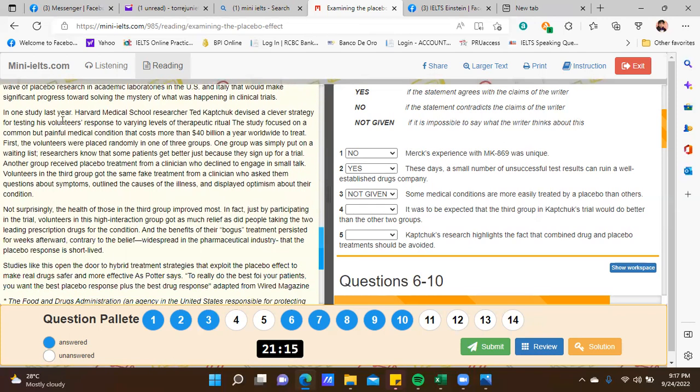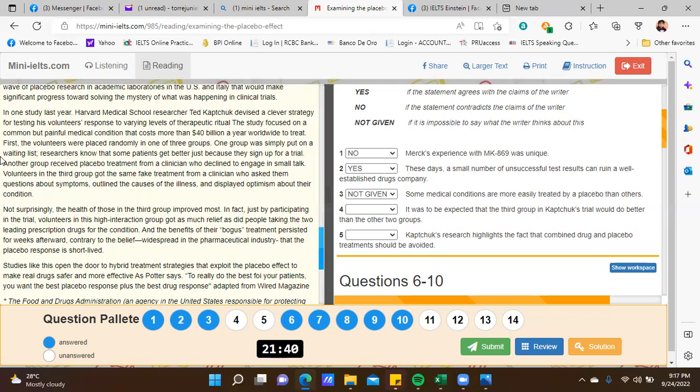In one study last year, Harvard Medical School researcher Ted Kaptchuk devised a clever strategy for testing volunteers' response to various levels of therapeutic trial. The study focused on a common but painful medical condition that costs more than $40 billion a year worldwide to treat. First, the volunteers were placed randomly in one of three groups.